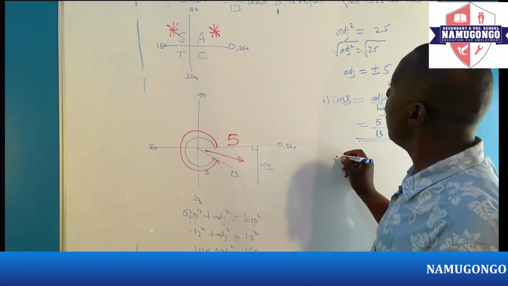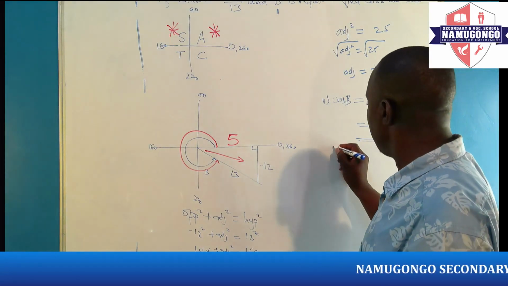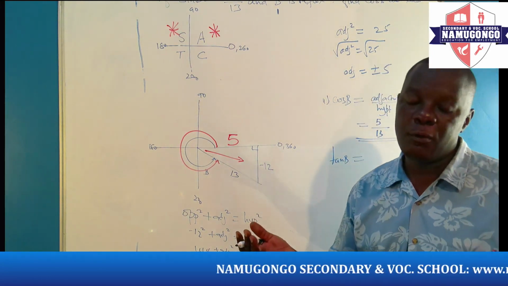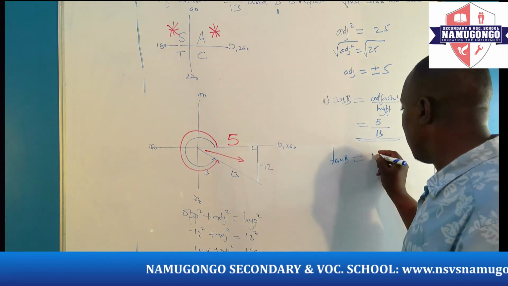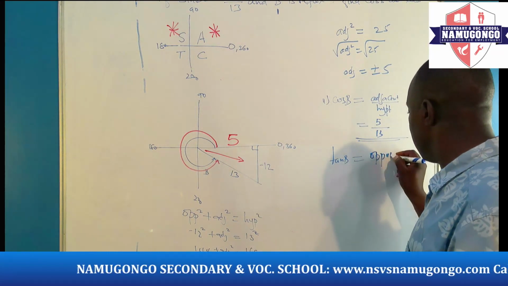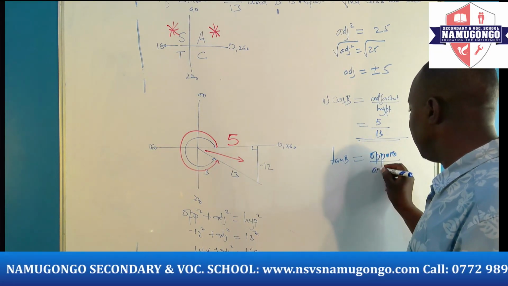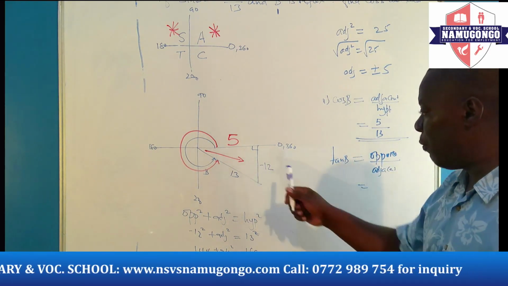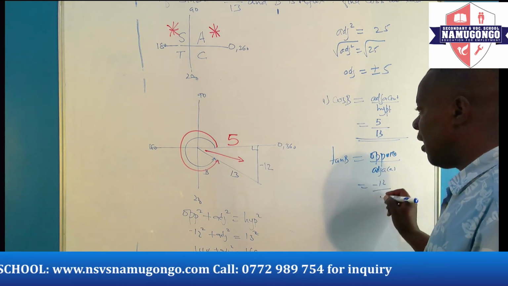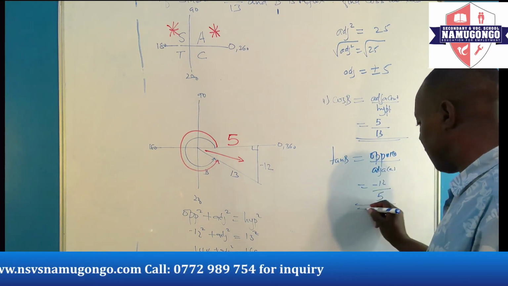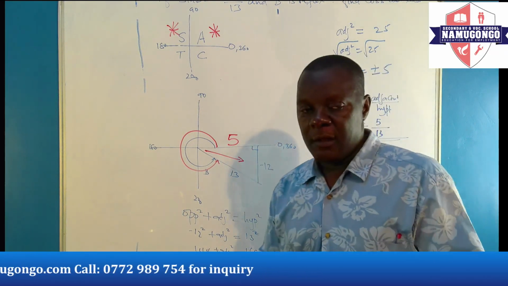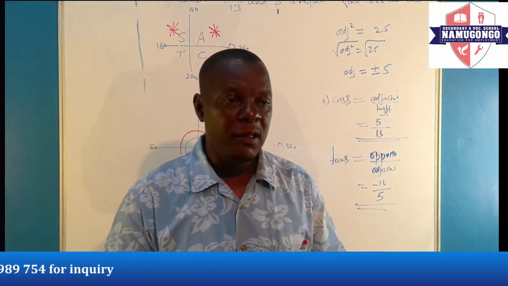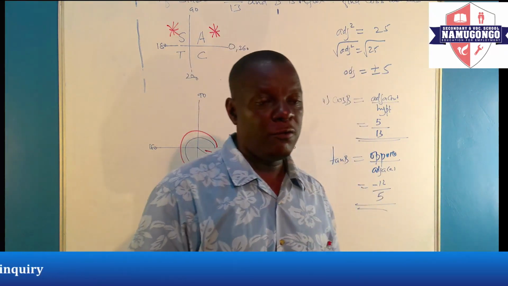Lastly, we look for tan B. Here we apply TOA, which is opposite out of adjacent. Our opposite is negative 12, our adjacent is 5. These are the 3 examples I prepared for you, and they are very, very useful.